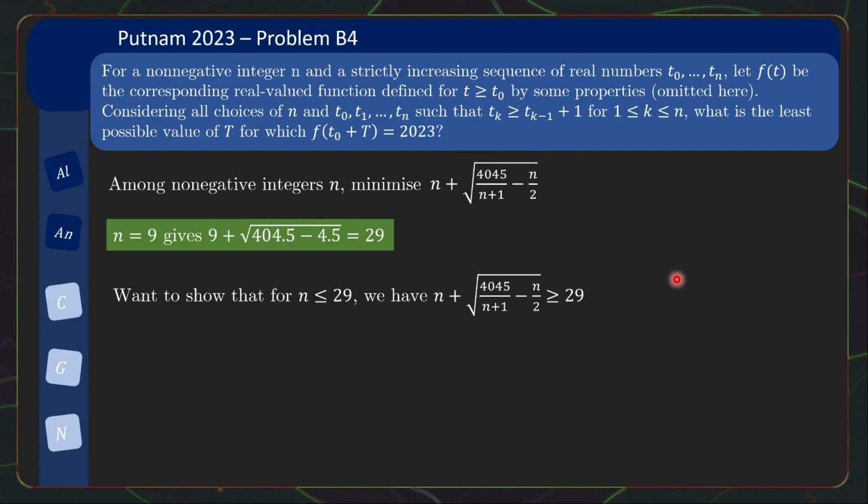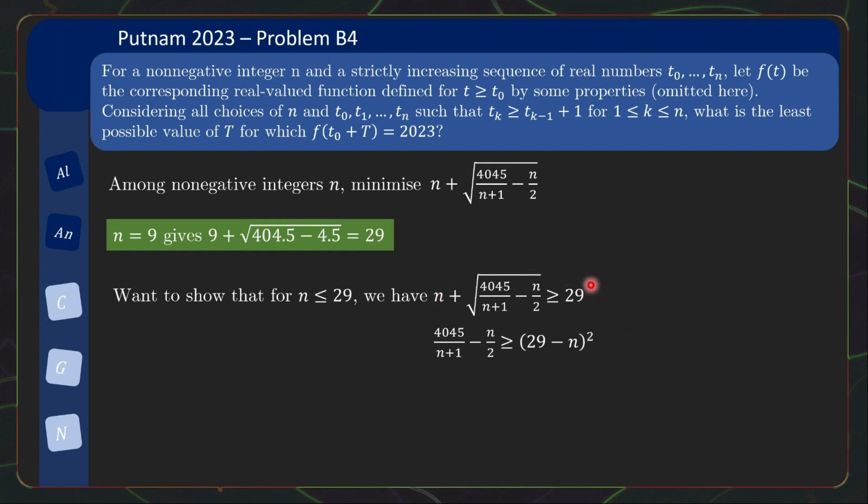So we want to show that for all values of n, this thing is at least 29. Well, obviously, if n is bigger than 29, then we are done. So I'm going to show that for n less than or equal to 29, the objective function is bigger than or equal to 29. To do this, unfortunately, there's no clever trick. We just have to do brute force simplification.